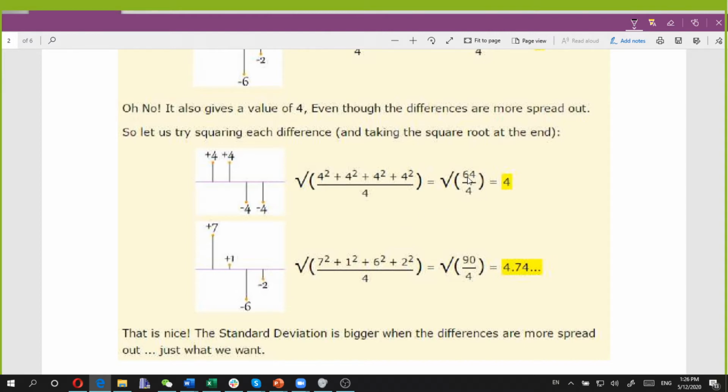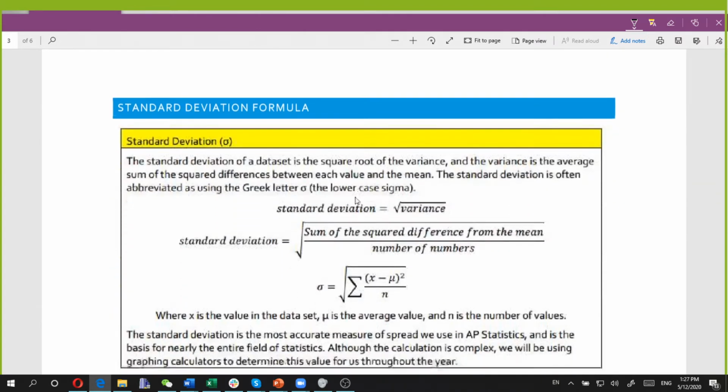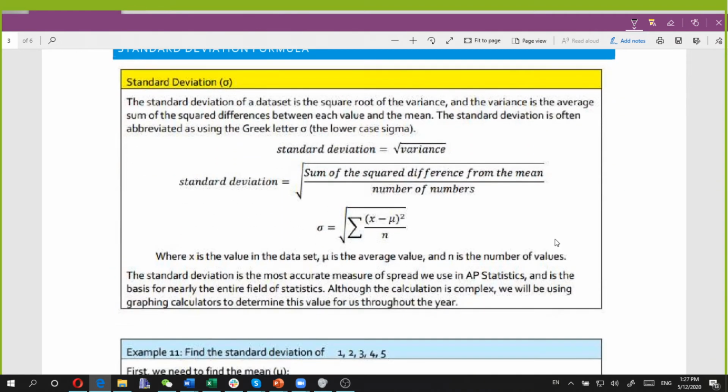Okay, because these numbers are so big though, 64 divided by 4 and 90 divided by 4, in order to get them back onto a number that we can graph, since we squared all of these numbers, we just take the square root again, and that brings us down to a size that should be graphable with all of our data set. So that's our standard deviation formula.